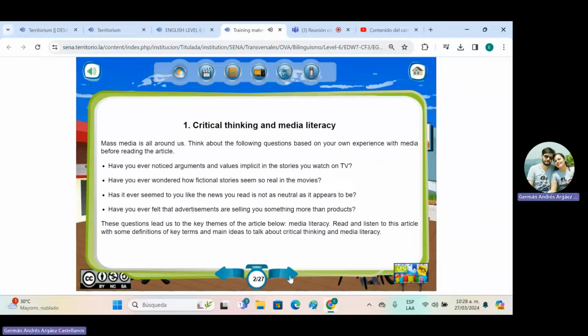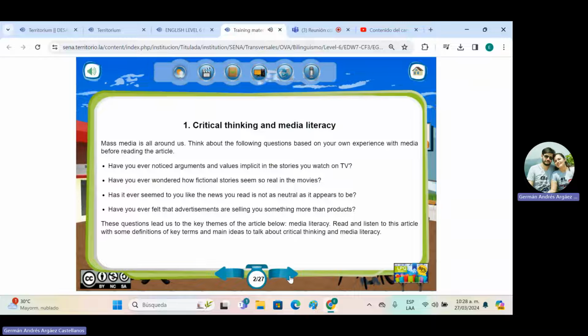1. Critical thinking and media literacy. Mass media is all around us. Think about the following questions based on your own experience with media before reading the article. Have you ever noticed arguments and values implicit in the stories you watch on TV? Have you ever wondered how fictional stories seem so real in the movies? Has it ever seemed to you like the news you read is not as neutral as it appears to be? Have you ever felt that advertisements are selling you something more than products? These questions lead us to key themes of the article below.